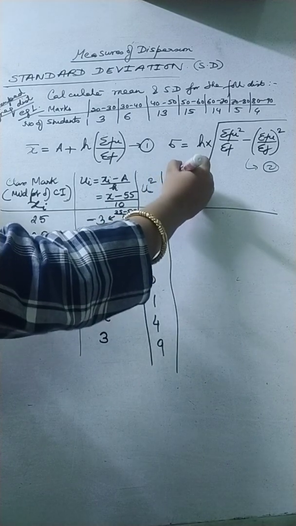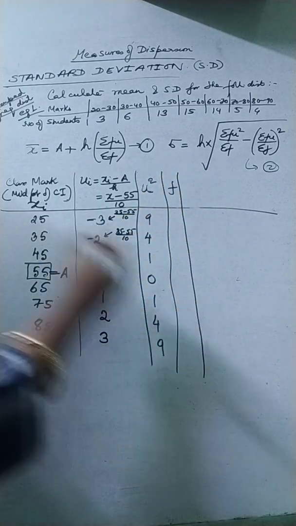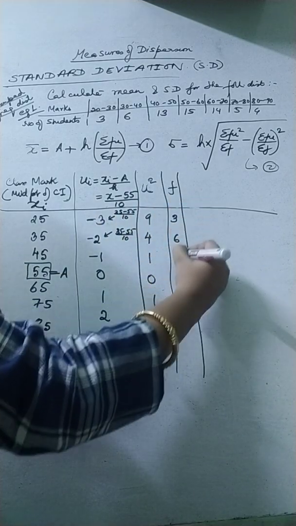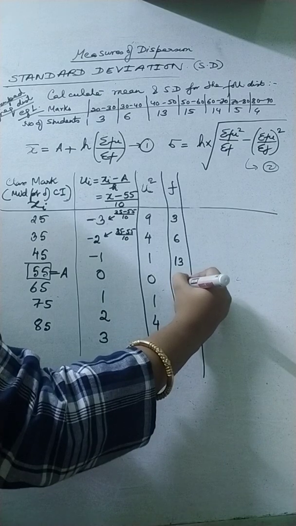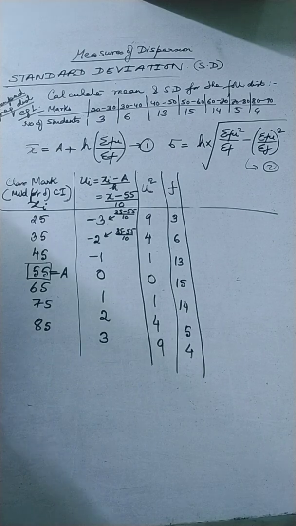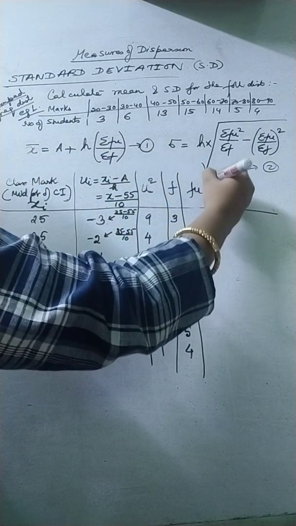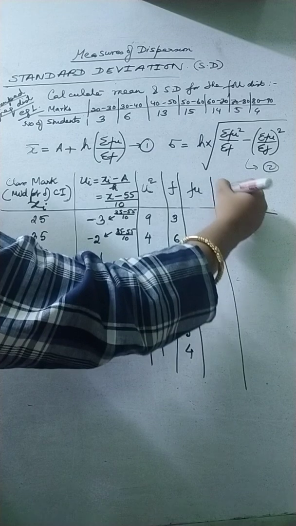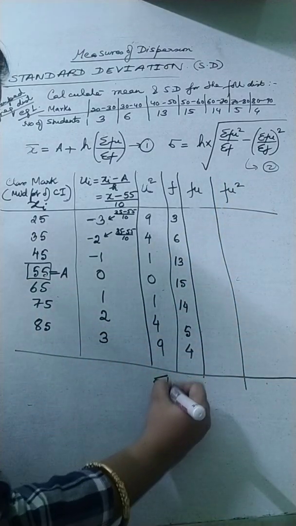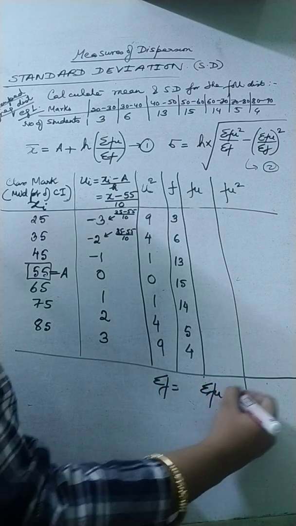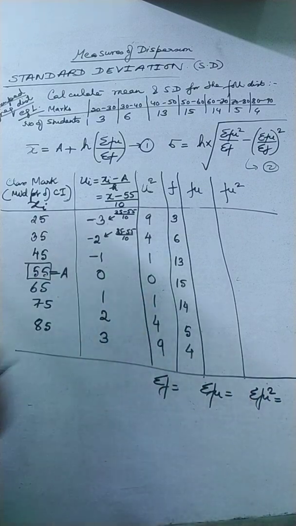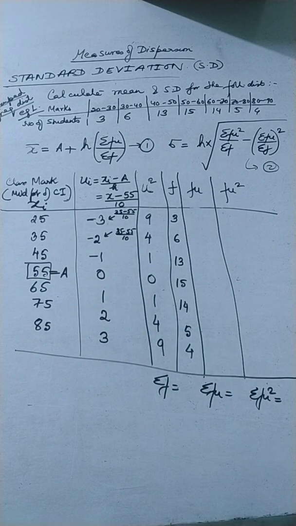Let me write f also now, because I will need fu and fu square. F values are 3, 6, 13, 15, 14, 5 and 4, just copying them down from the question. Next will be your fu and finally your fu square. I need the summation of f, summation of fu and summation of fu square. Okay, what is summation f?